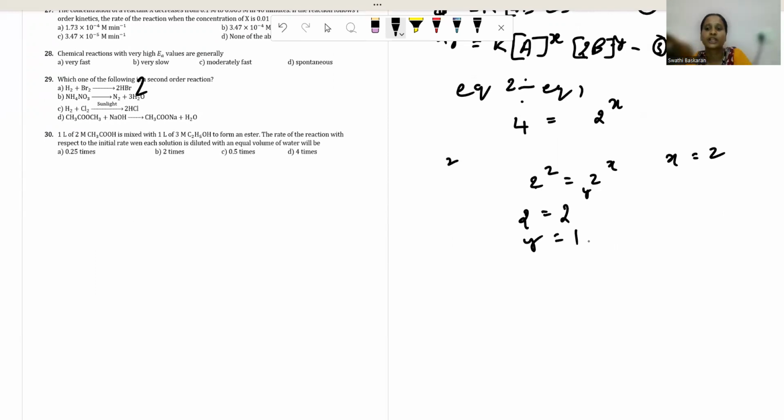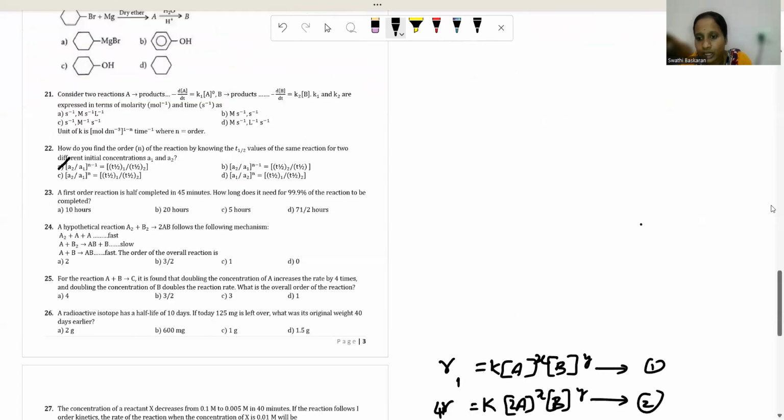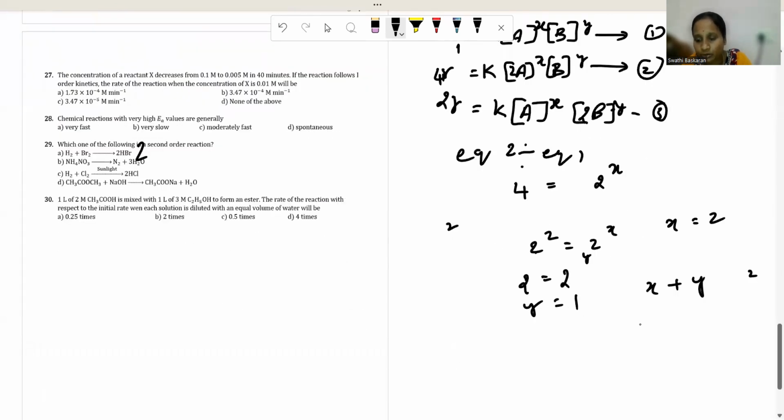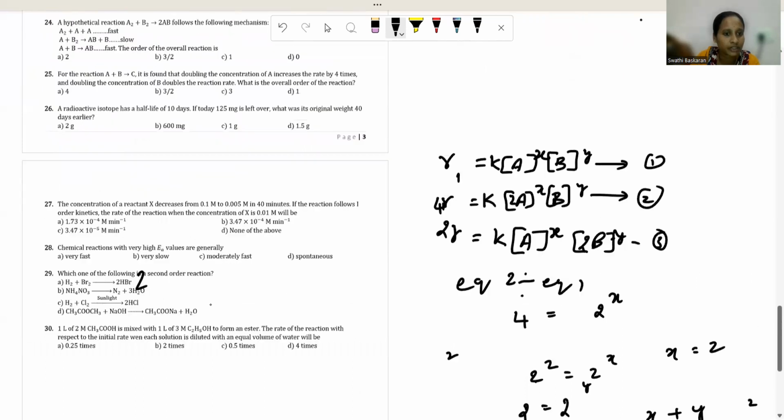The overall order of the reaction will be x plus y. Hence x is identified to be 2, so 2 plus 1 is equal to 3. So what is the order of the reaction for this question? It is 3.